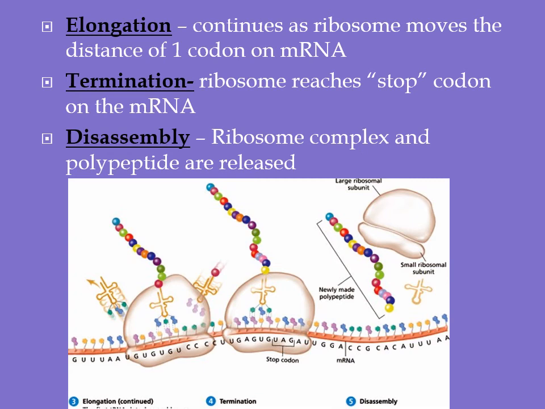That part is called termination, and that's going to be where the building of the protein ends, and we then go into disassembly. That's going to be where the ribosome goes away from that message, and then that new protein that we made, also sometimes called a polypeptide, is released. So now we have this new protein molecule that we made from that, and that is basically the end of translation. We've translated our mRNA message into a protein.